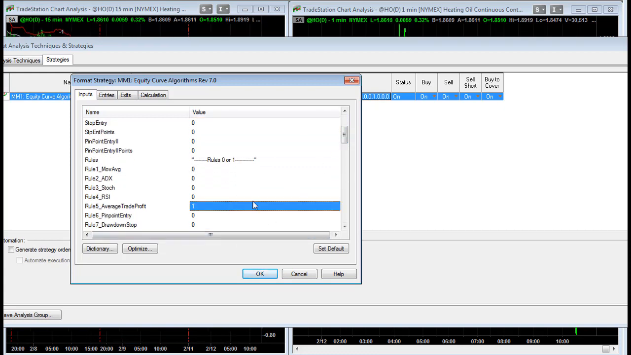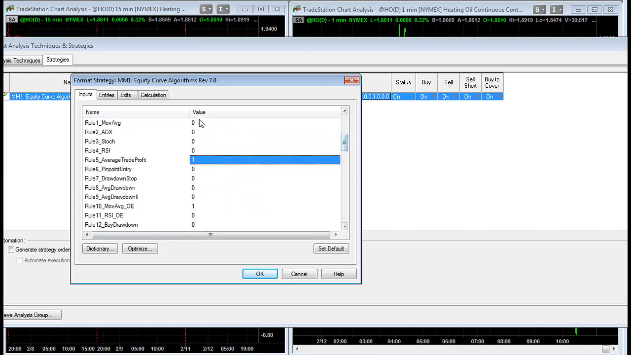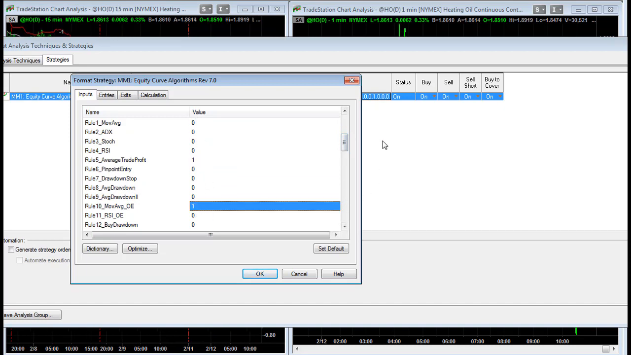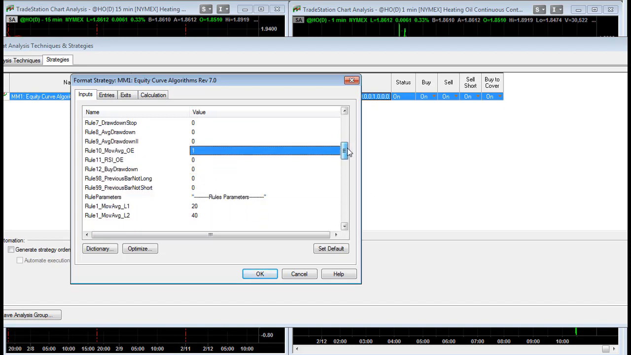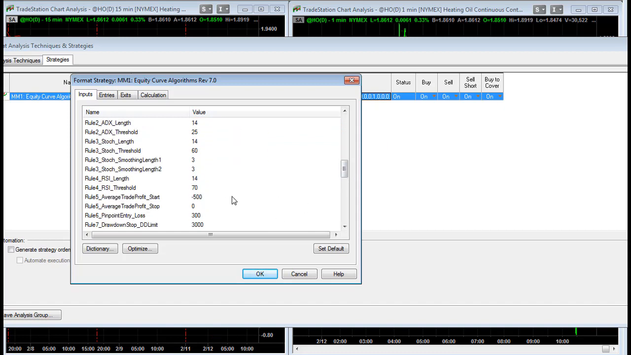And use average trade profit, that's set to 1. All the ones that are 0 are set to false. Moving average open equity curve is set to true since it has a 1 next to it. Then we look at the average trade profit. If it's between 0 and minus 500, so basically it's less than 0, this is over the last 10 trades. If you have 10 trades and your average trade profit falls below minus 500, that means you're down 5,000. So we definitely would want to maybe pause until it does a little better, but then we don't want to trade it when it's in a run-up either.